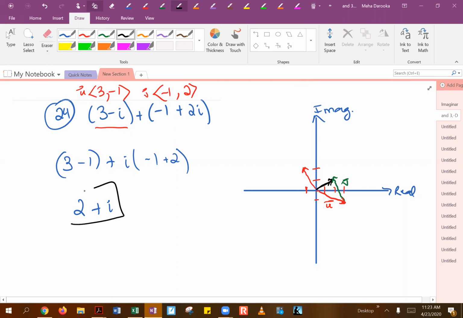And does that verify with our 2 plus I? Yes, because this value here is lining up with positive 2 and positive 1. Very good, so that's exactly what we need to do. And of course, we don't really need this guy. You can verify this by just using the sum of complex numbers like we saw in 4.1, but then just make sure you're comfortable working with the vectors also. So this guy was number 24.